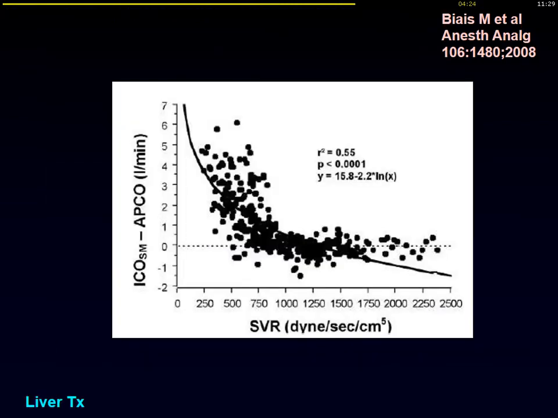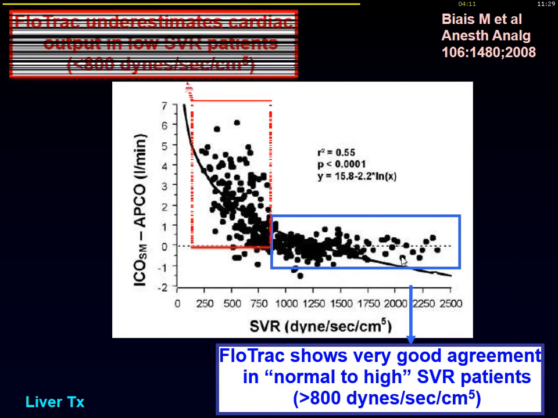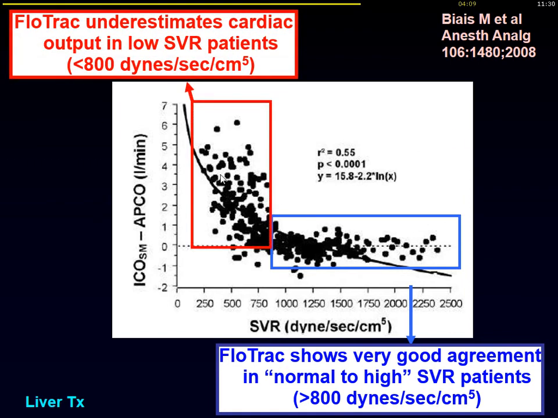The problem was perhaps nicely demonstrated here in this trial by Mathieu Biet, showing that indeed in patients with a high or normal vascular tone, there is good agreement. But when there is severe dilation, here it was indeed an underestimator of cardiac output. And this was just the impact of the reflected waves that were not taken into account properly in that version.